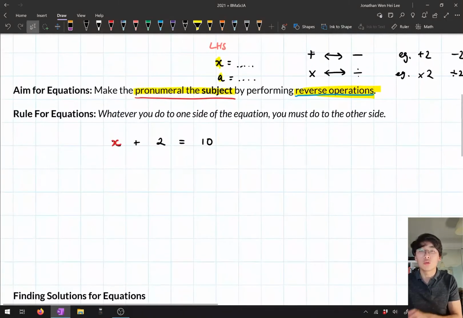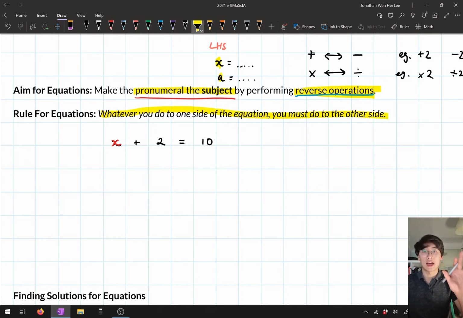Now, there is a golden rule that we need to remember for equations. That is, whatever you do to one side of the equation, you must do to the other side. So if I add 2 to one side, I need to add 2 to the other side. If I multiply one side by 2, I need to multiply the other side by 2. And by keeping these two aims and also this rule in mind, we can actually go and solve equations.